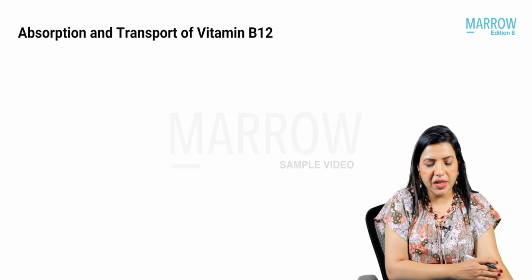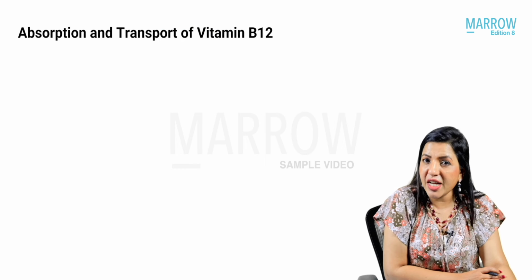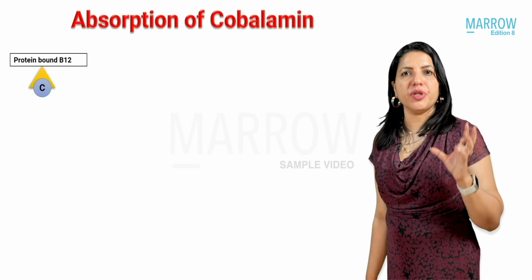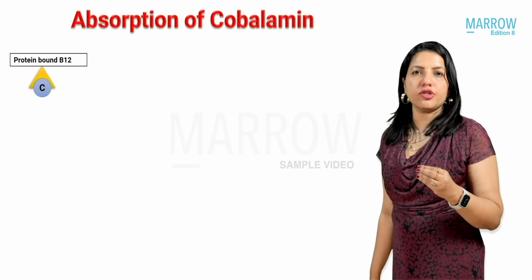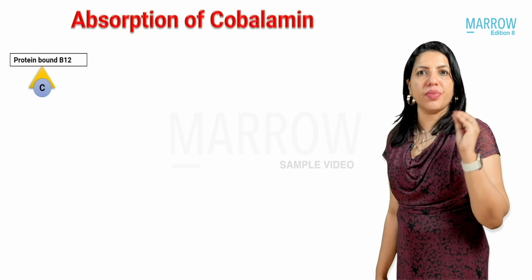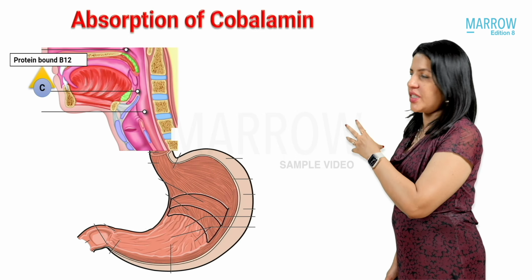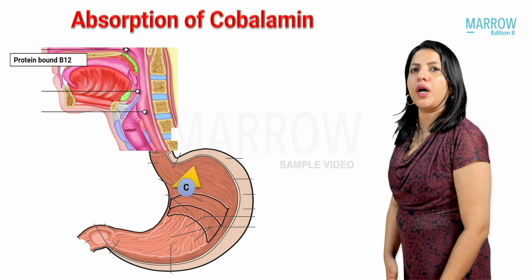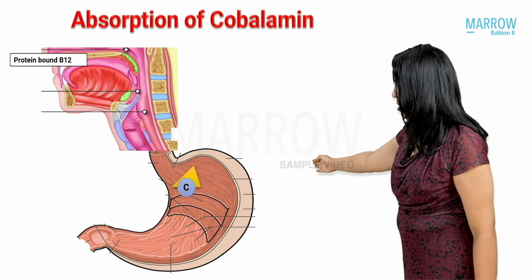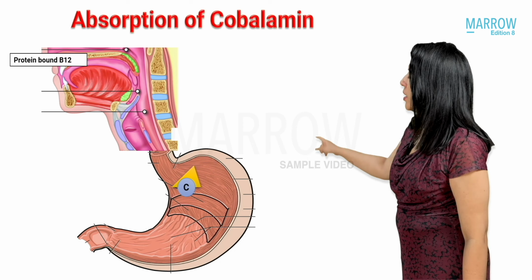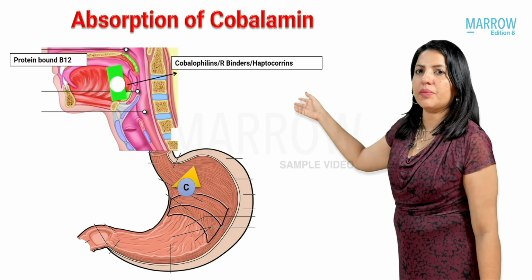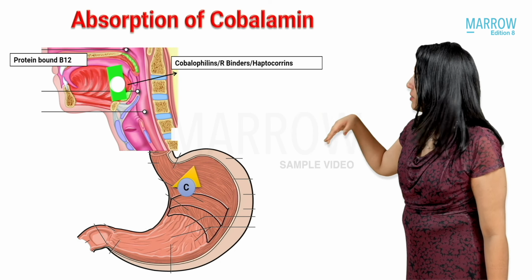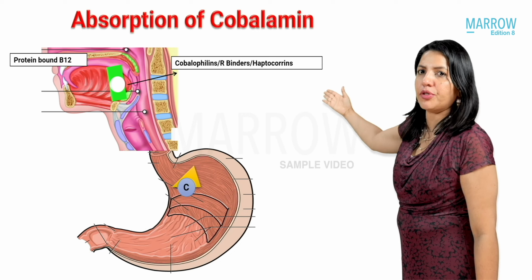Now we are going to see the absorption and transport of vitamin B12. When we take it through the diet, it is found in a protein bound form. Through the diet, it reaches the mouth. In the mouth, you can see the protein bound cobalamin is reaching the stomach. Now from the mouth, something else is produced. That is called cobalophyllin, otherwise called R binders or haptocorins.